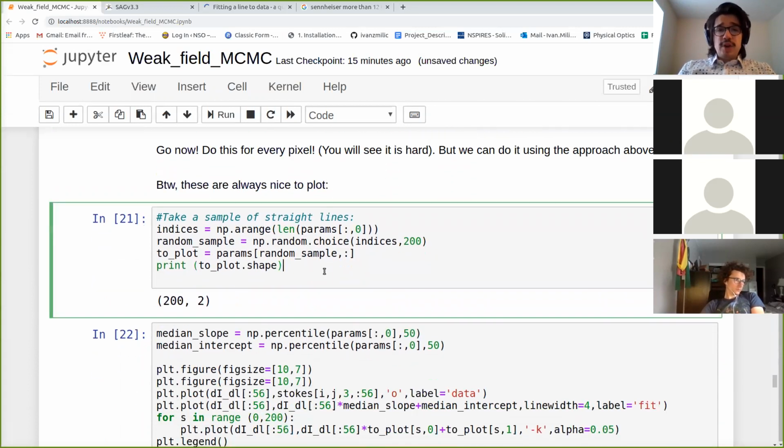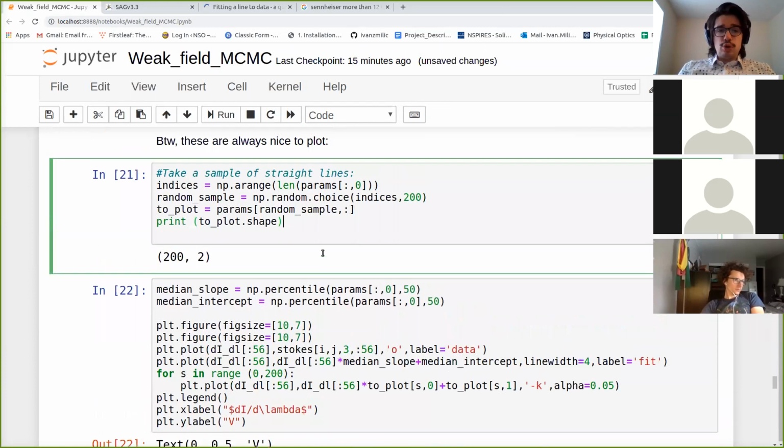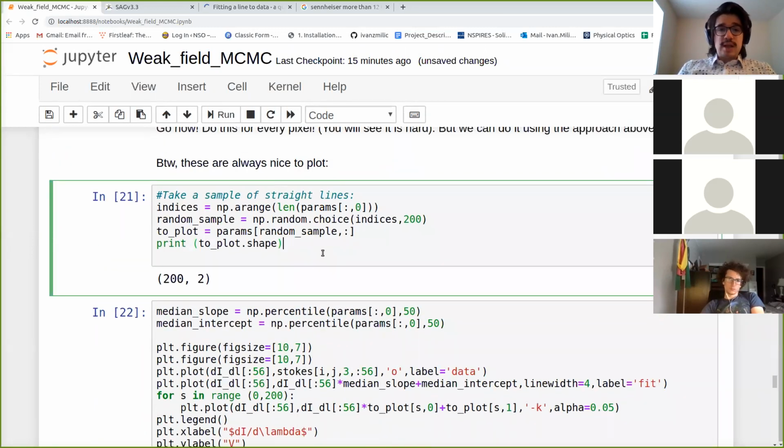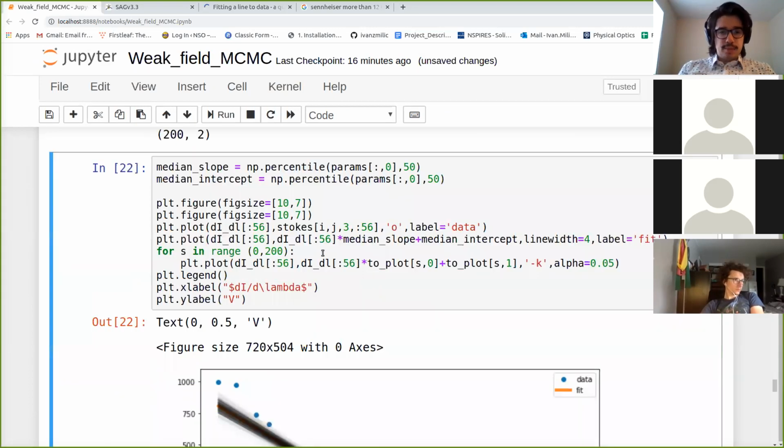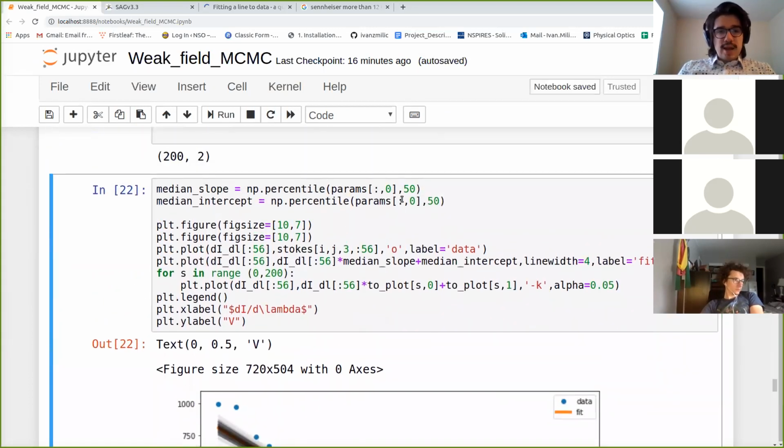Okay, something that is very nice to plot, and I'm going to leave you to do it on your own, is to take, for example, a few hundred random samples from our chain, and plot them all on the plot to see how our linear functions are distributed. So to see which are the more probable and which are the less probable values.